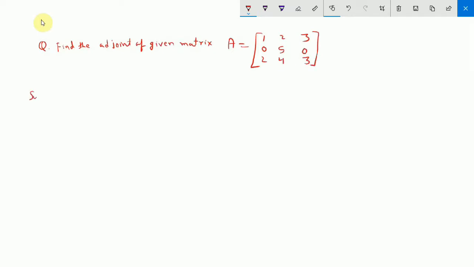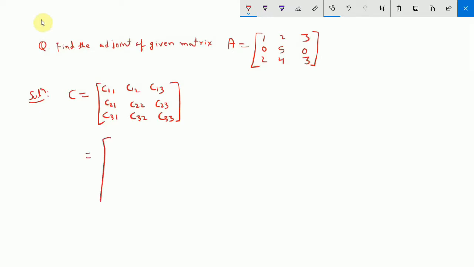Okay. So how to solve this? First we need to find the cofactor matrix. Let C be the cofactor matrix, or matrix of cofactors, which is given by C11, C12, C13. Then the second row will be C21, C22, C23, and then C31, C32, C33. Okay. So how to calculate? We will calculate the cofactors.